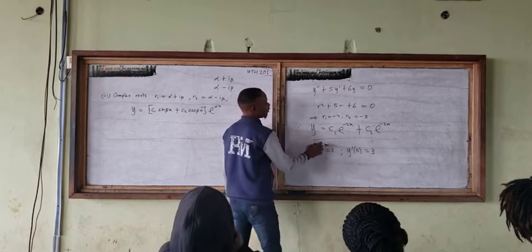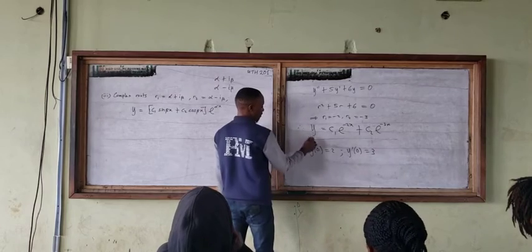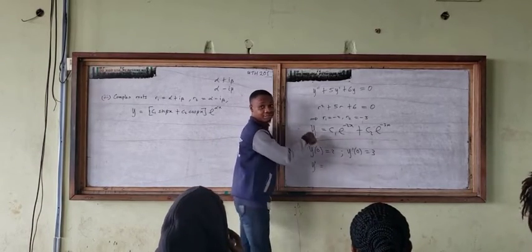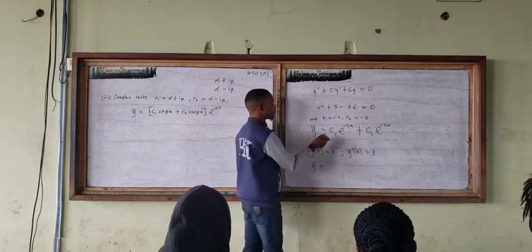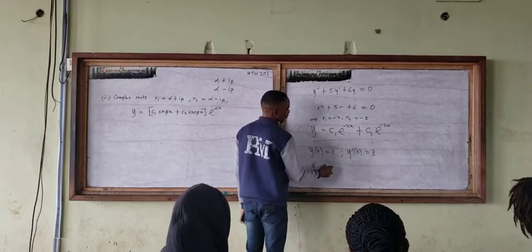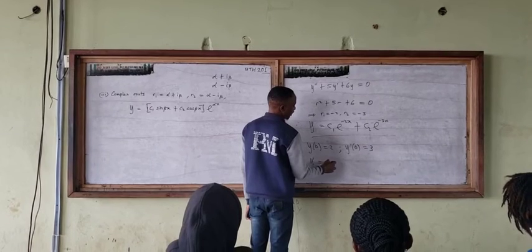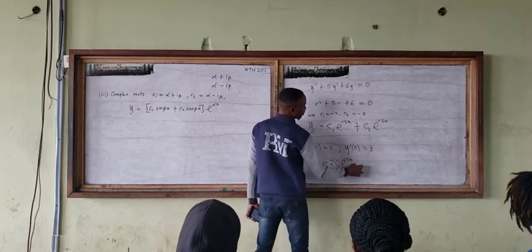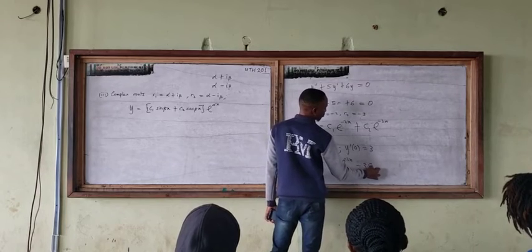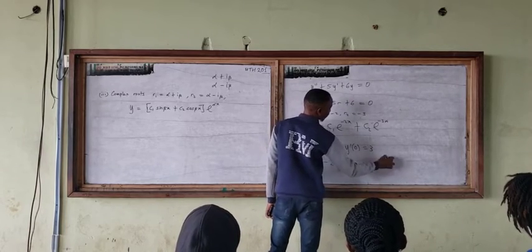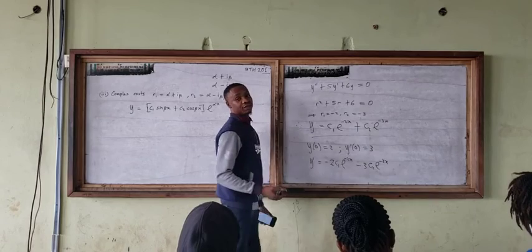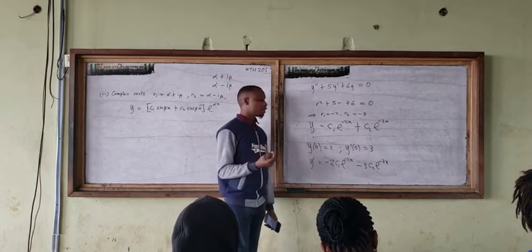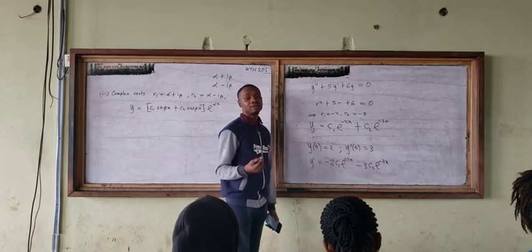Okay, so we have obtained our y now, so let's obtain y prime. Y prime is equal to, differentiating this with respect to x, minus 2 C1 e raised to power minus 2x and minus 3 C2 e raised to power minus 3x. So we can now substitute those values so that we can get a simultaneous equation that will give us our values of C1 and C2.